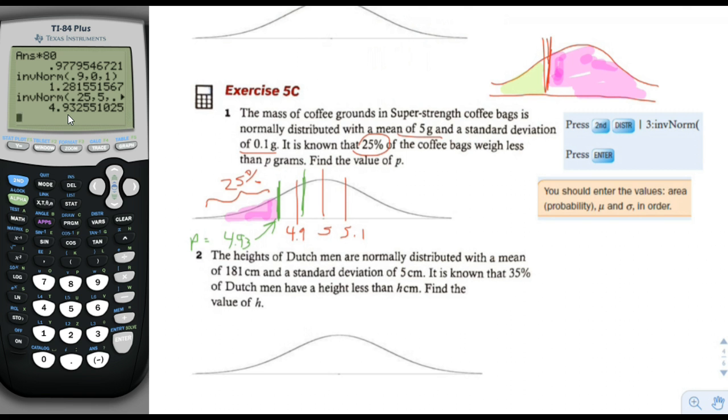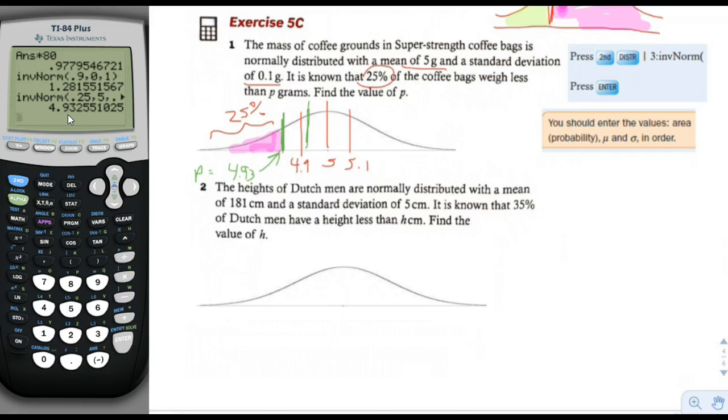All right, the heights of Dutch men are normally distributed with a mean of 181 centimeters and a standard deviation of 5. So this would be like 186. This would be 176. Okay. It is known that 35% of Dutch men have a height less than h. Find the value of h.